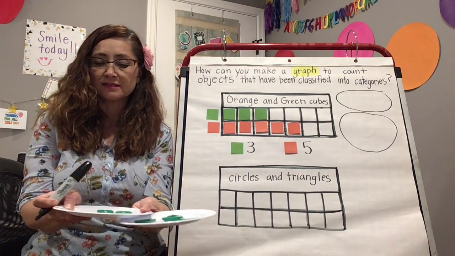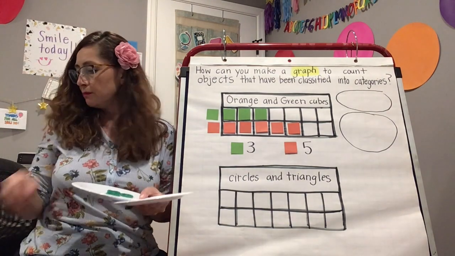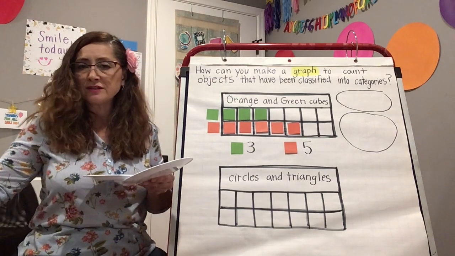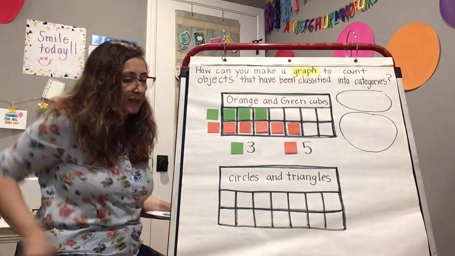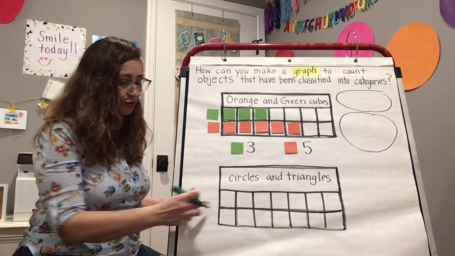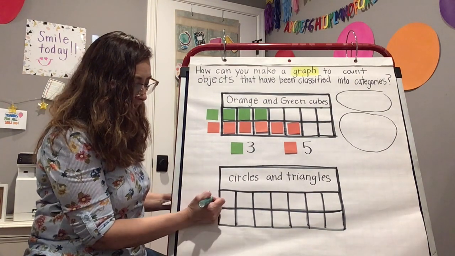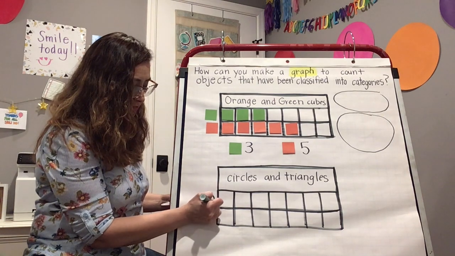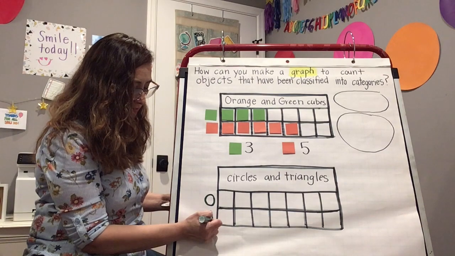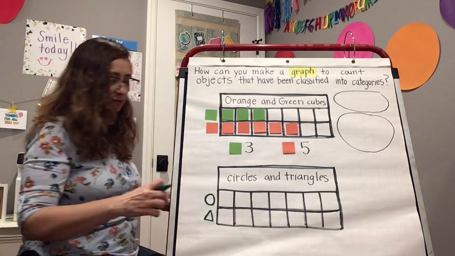Now, I'm not going to draw my circles here to put them in there because we already used the plates, okay? So now we are going to place them on the graph. Now remember, before we start placing them, we need to draw what categories I have. So I have circles, and I'm just going to draw a circle here, and I have triangles here. So circles go here and triangles go there.